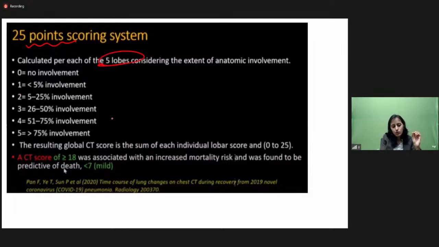This is what we have already seen. CT score more than 80 is associated with increased mortality risk, and it was found to be predictive of death, and less than 7 was mild.